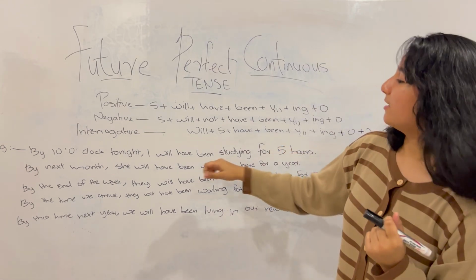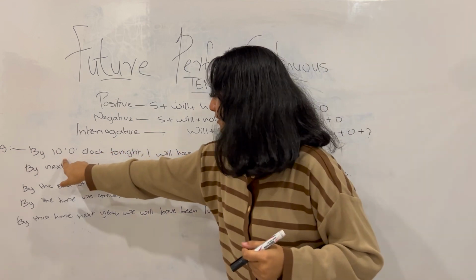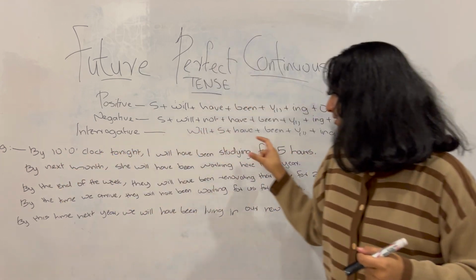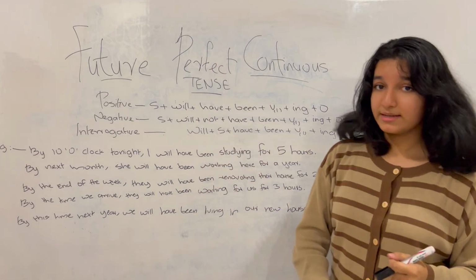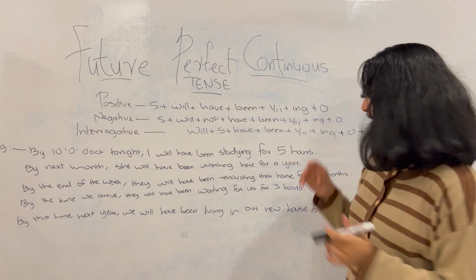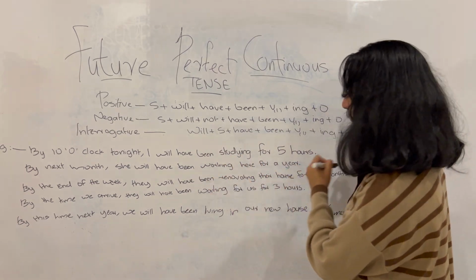So it is also saying that both of these actions, by the time it's 10 o'clock and by next month, this action, studying and working, will have ended, and studying would have gone on for 5 hours, working would have gone on for a year.